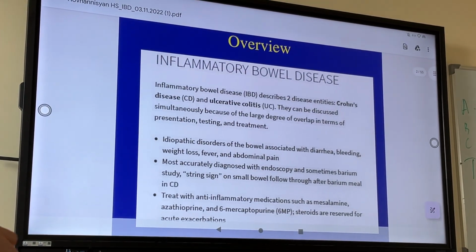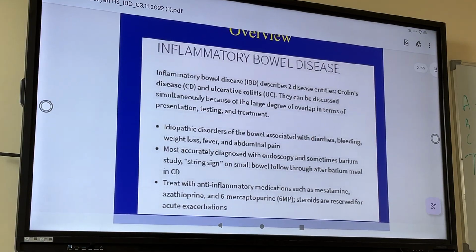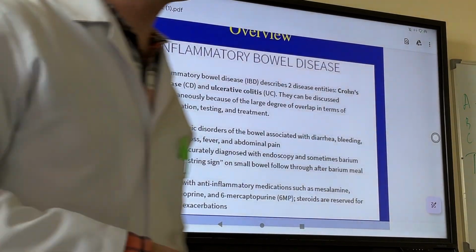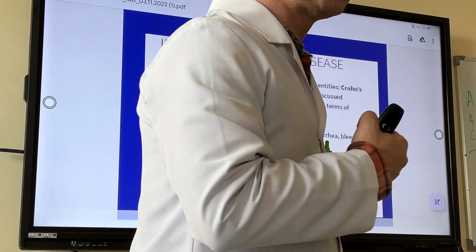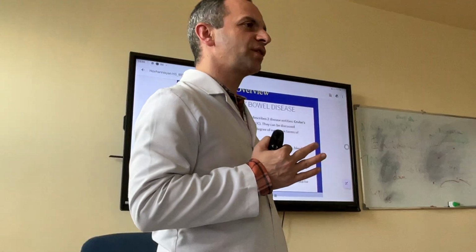This group has two subtypes. This I have taken from USMLE textbooks: Crohn's disease and ulcerative colitis.